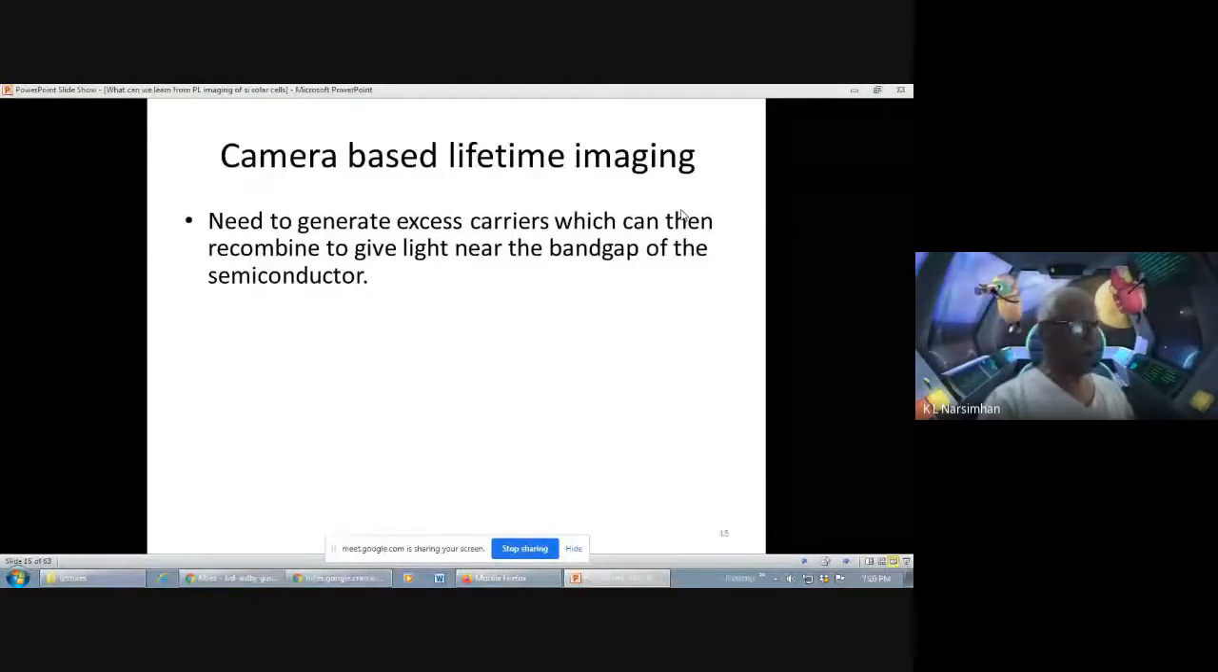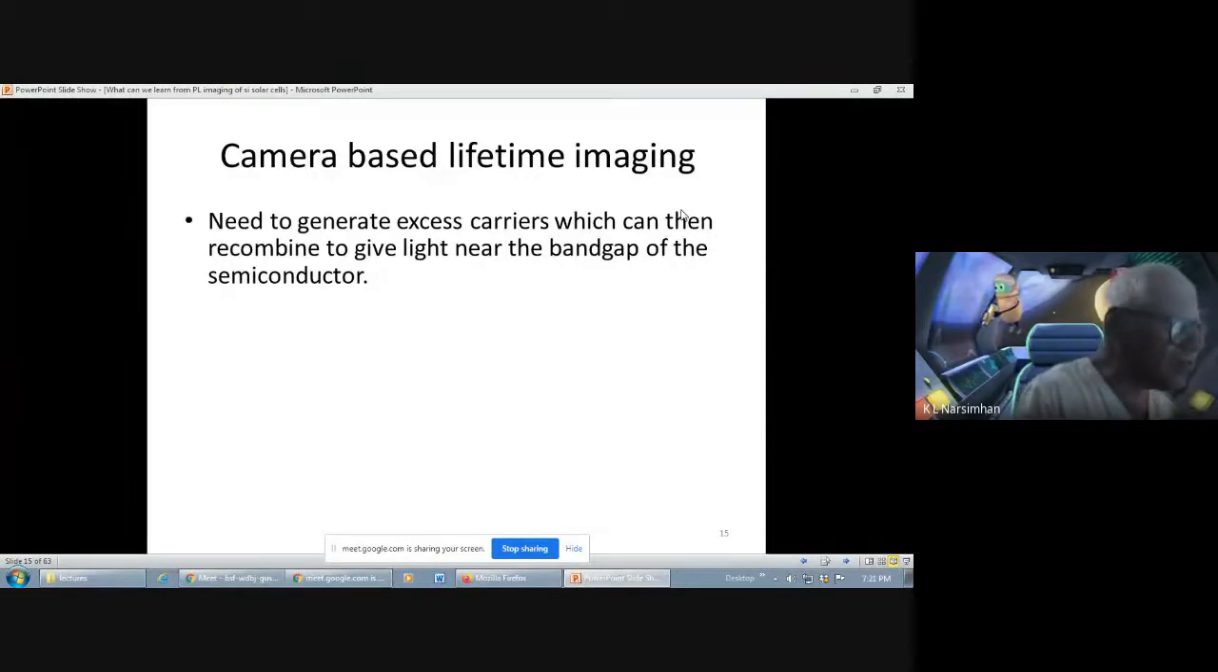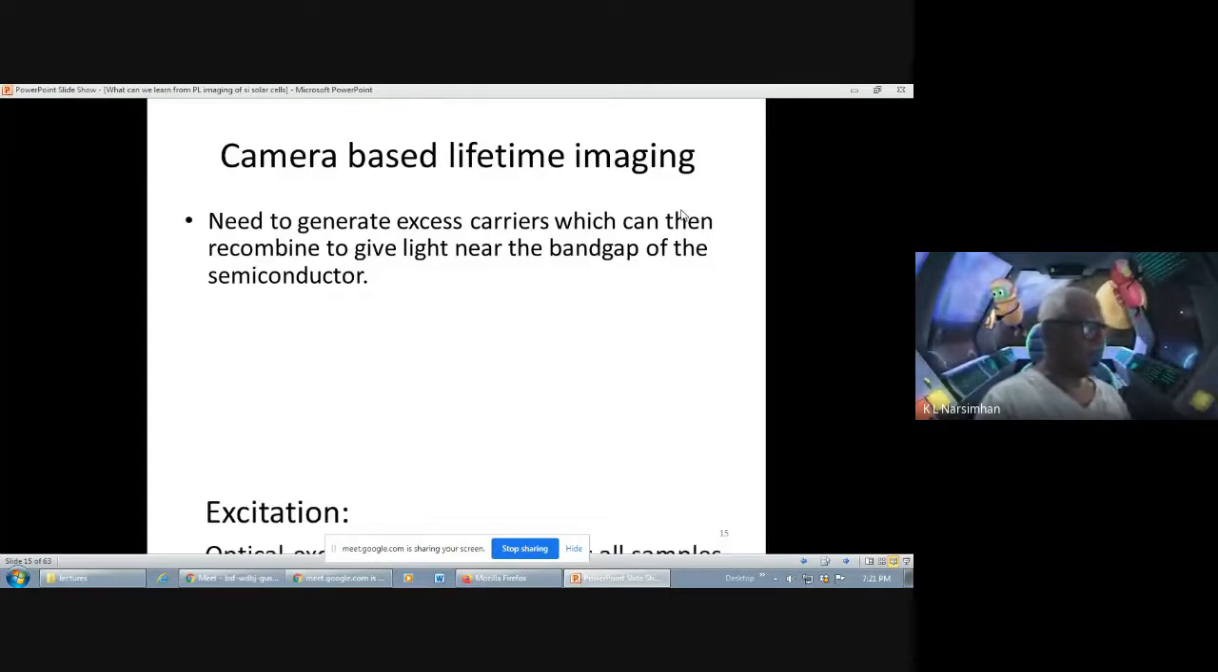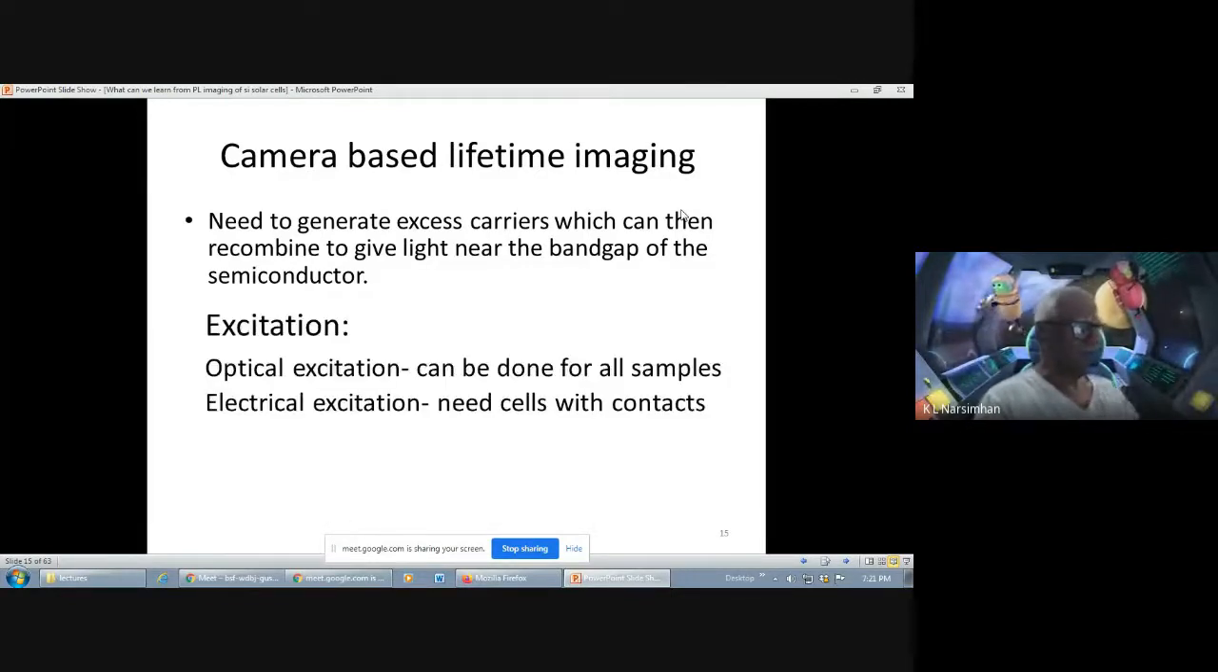First, if you want to measure tau, you measure the luminescence. In order to get luminescence, you have to shine light onto the sample optically. When you shine light, it creates electron hole pairs. And when these electron hole pairs recombine, they give you luminescence near the band gap. And you want to monitor this luminescence. So the first thing is to have an excitation source.